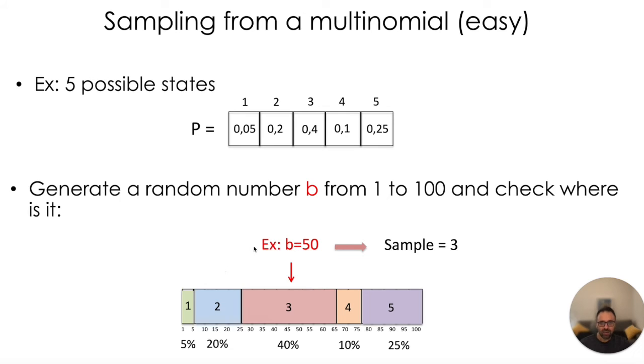At the end, having buckets of the size of the probability guarantees that we are maintaining the same distribution when it comes to the generation of the samples of the categories, because higher probabilities get higher buckets, get more numbers when we sample from the uniform distribution.